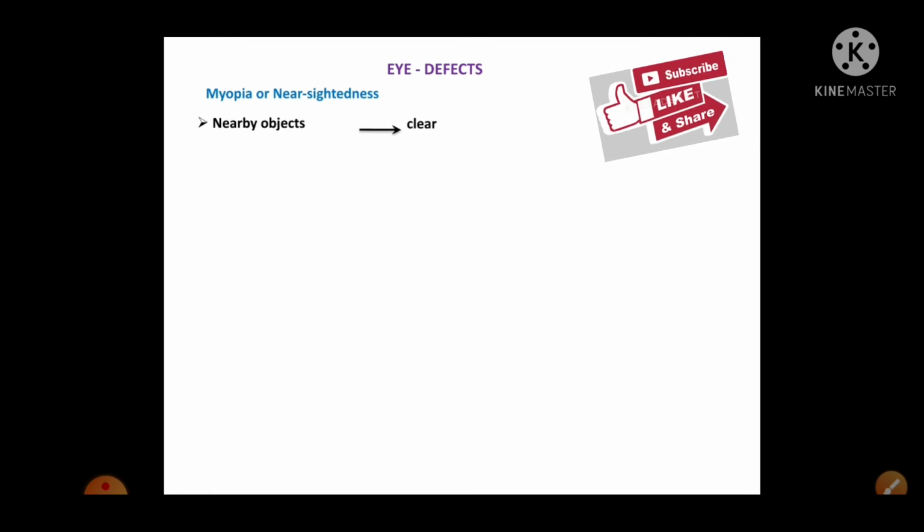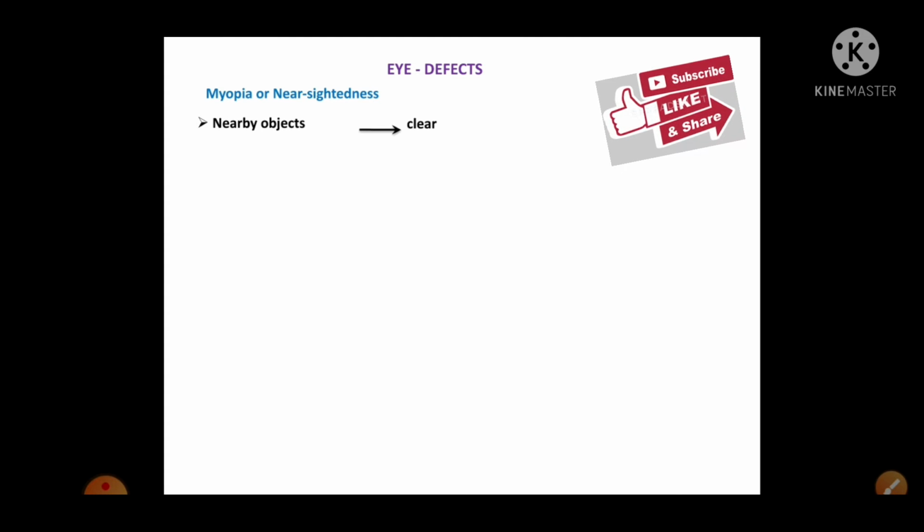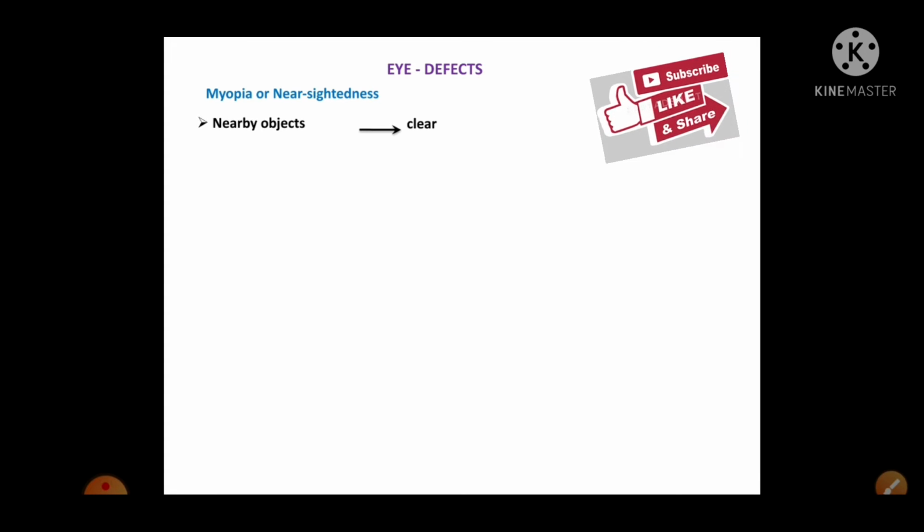The first eye defect that we are going to study is myopia, which is also called nearsightedness. Myo means near sightedness. Now what happens in this? In this, the near object is clear. If you are reading a textbook or a newspaper, you keep that object near to your eyes, right? So at that time the near object is always clear.